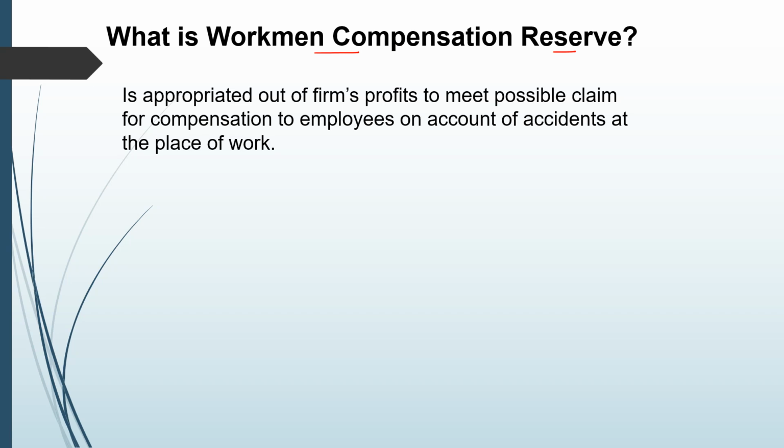Now technically, these are the terms we use. Workmen Compensation Reserve is appropriated out of the firm's profits, so out of profits we are setting it aside, and it is to meet a possible claim. The claim is not certain. If an accident occurs and workers get injured, then only there would be a claim, and that claim is from whom? From the employees who might be injured on account of accidents which have taken place in the workplace. This Workmen Compensation Reserve is found in the balance sheet on the liability side.